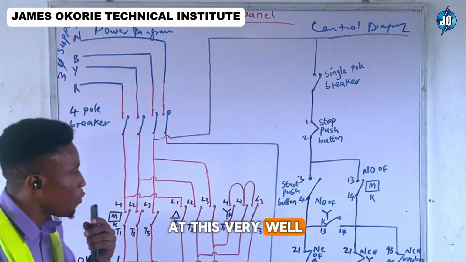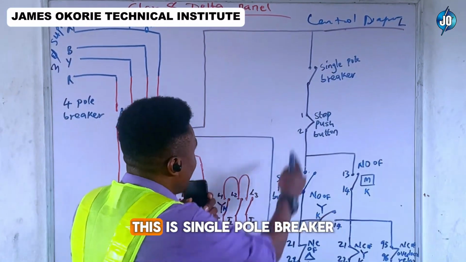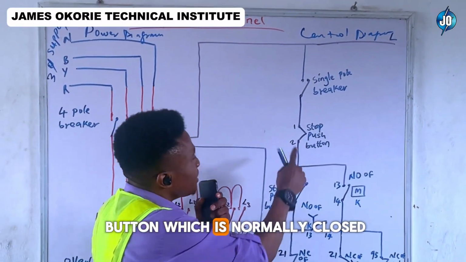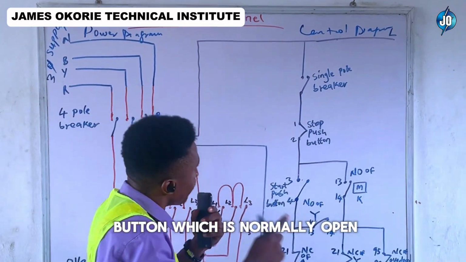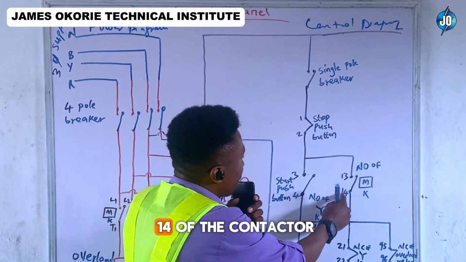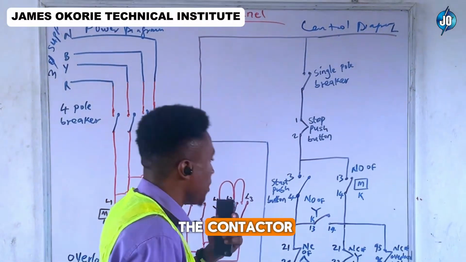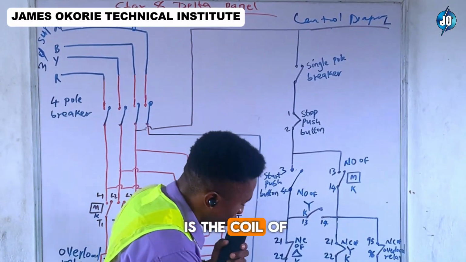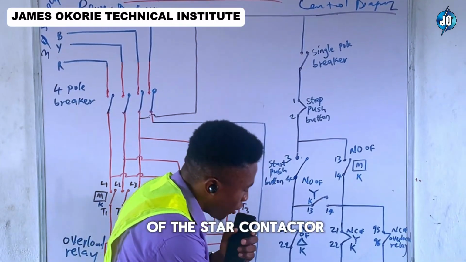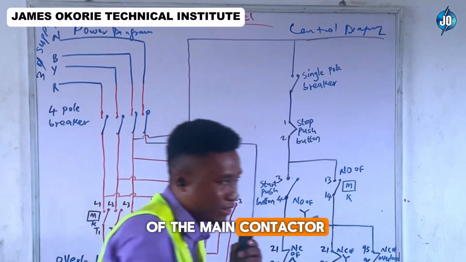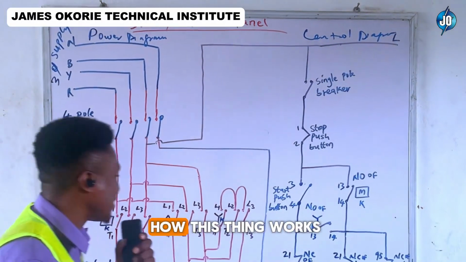Now, this is the control diagram. This is a single pole breaker, we are using it as the control breaker. This is the stop push button, which is normally closed. This is the start push button, which is normally open. This is 13 and 14 of the contactor. We call this the returning contact, because it's the normally open contact of the contactor. This is the coil of the timer, this is the coil of the star contactor, this is the coil of the delta contactor, this is the coil of the main contactor. Let me explain it for you to know how this works.